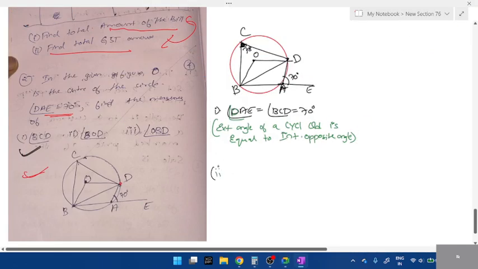Okay, what about the second one, students? Angle BOD. Where is angle BOD formed? Write the statement. Yesterday I taught you. What is BOD then?